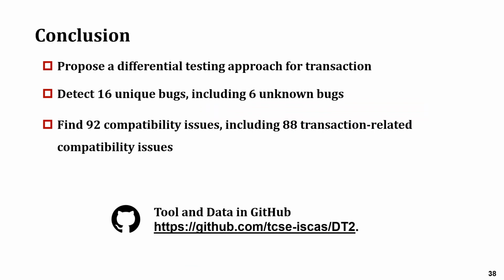In conclusion, we propose a differential testing approach for transactions to detect transaction discrepancies among database management systems. The evaluation on real-world DBMS shows that our tool TT-square is effective. Our tool and data can be found on GitHub.